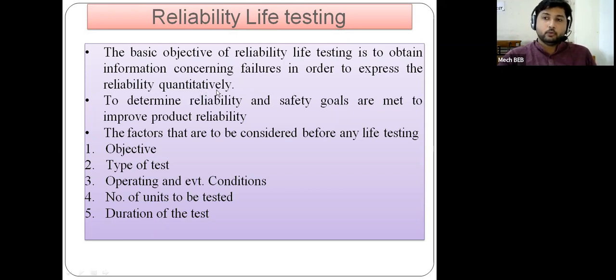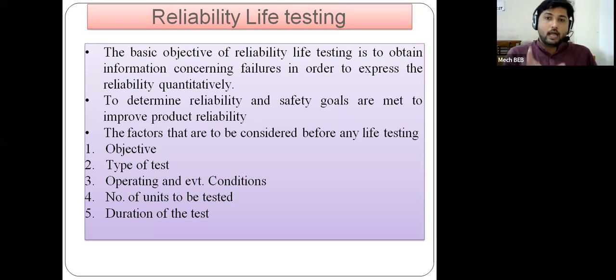Quantitatively means, as I have just said, that the 5-star rating is nothing but expressing the reliability in a quantitative manner. It gives you a number. So this is the 5-star rating, a highly reliable product. A 1-star rating or 0-star rating is a less reliable product. So to achieve the reliability quantitatively, we need to perform some testing, and that test is called a life test of that particular product.